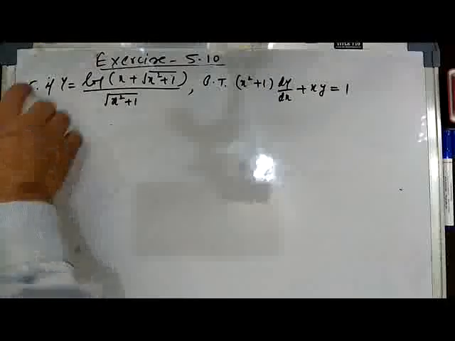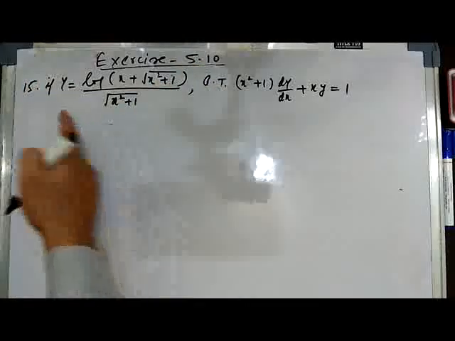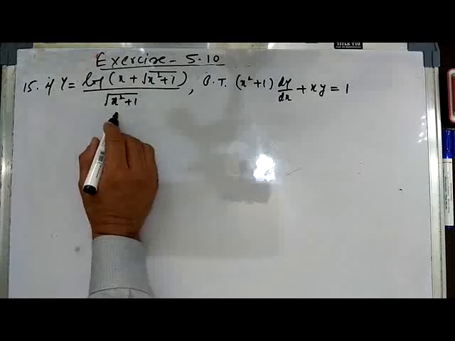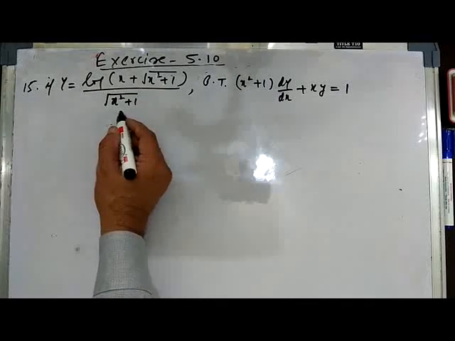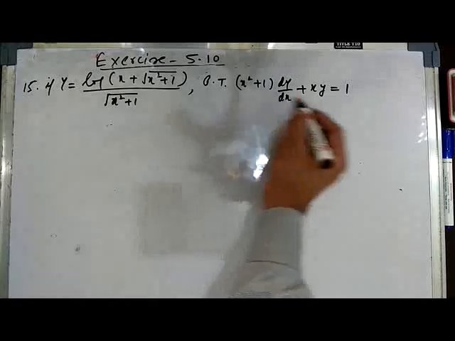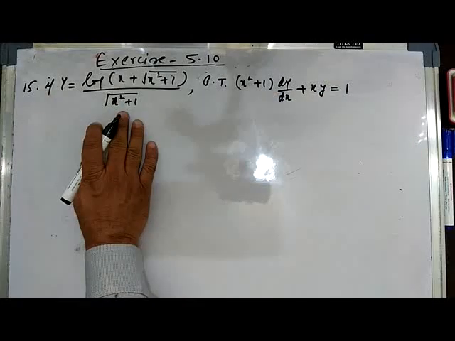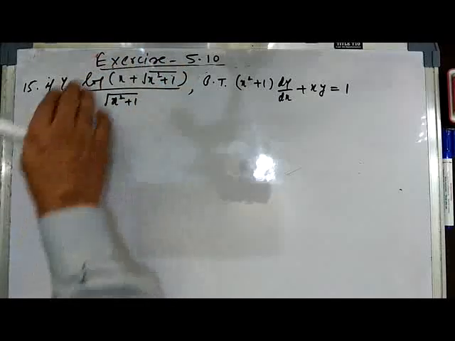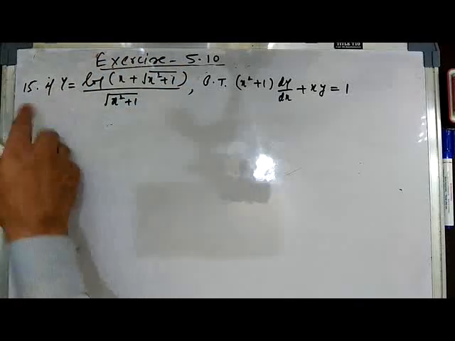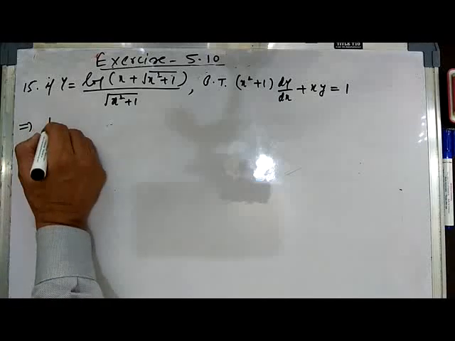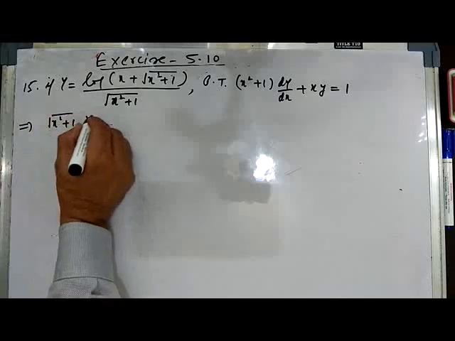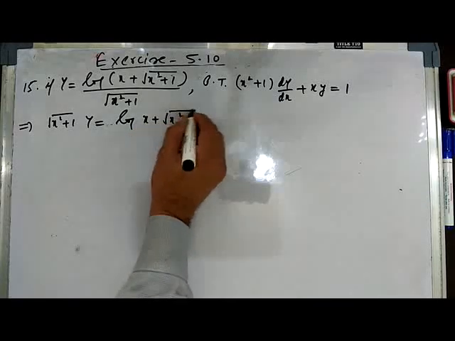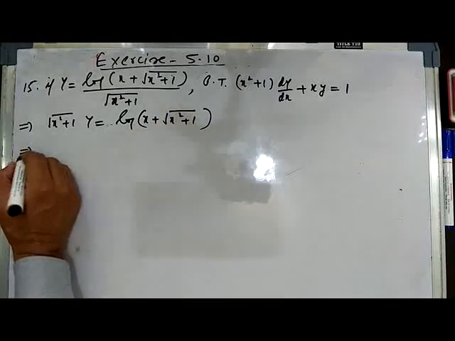This is another question I want to bring from exercise 5.10. This is a function y equals log x under root x square plus 1, and whole divided by under root x square plus 1, and we have to prove this. Now it is looking like an explicit function because y is a function made from variable x only. But now we can make this implicit by multiplying: under root x square plus 1 y equals log x plus under root x square plus 1. Now we can differentiate this.